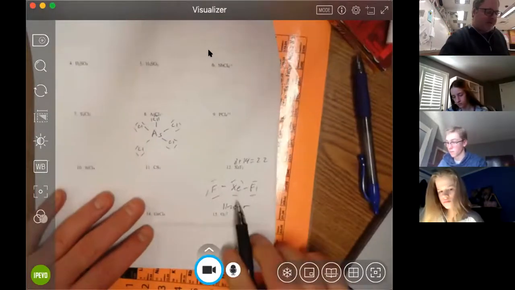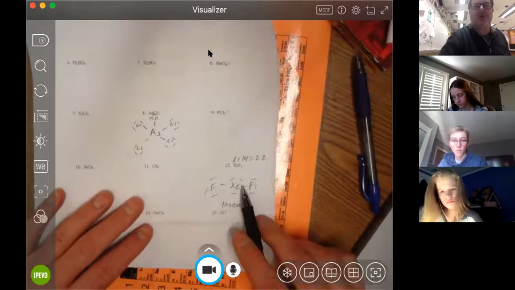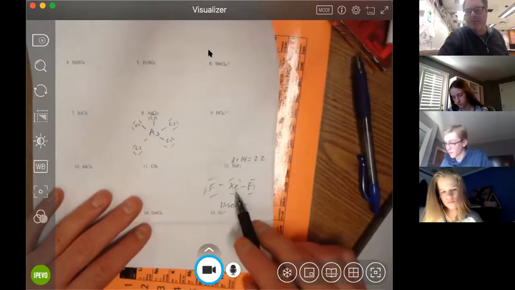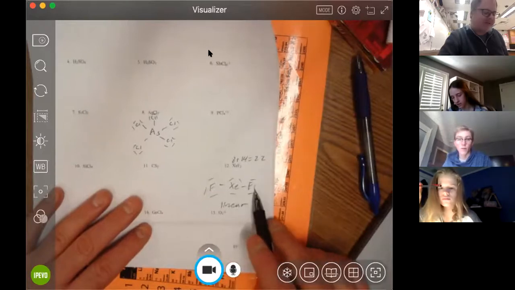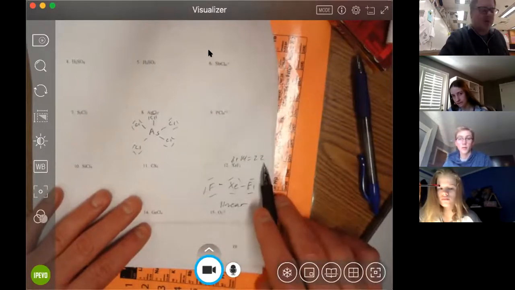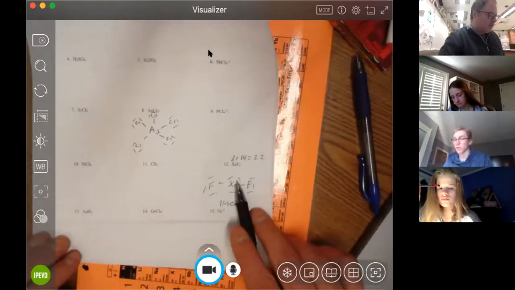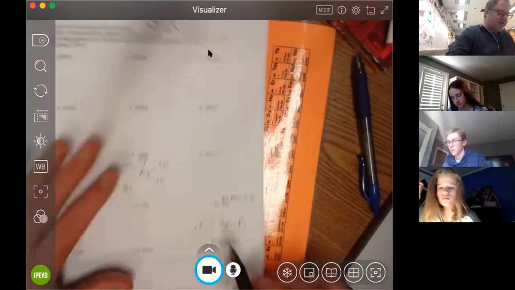So if we take a look, remember any extra electrons go on the central atom. So here 20 would have fulfilled the octet for everybody, but we had 22 electrons, so they go on the central atom to basically finish it up.